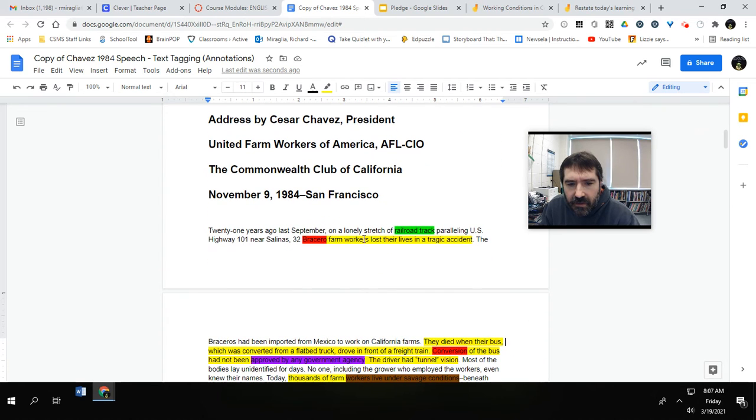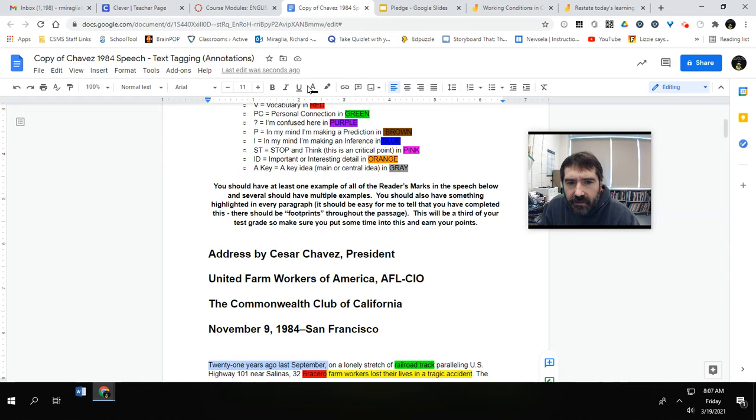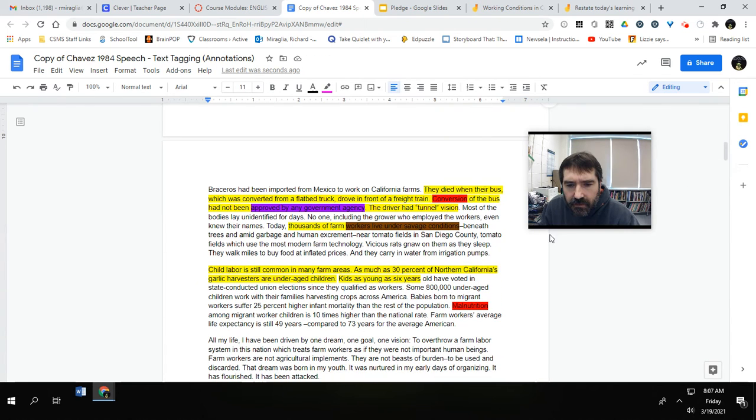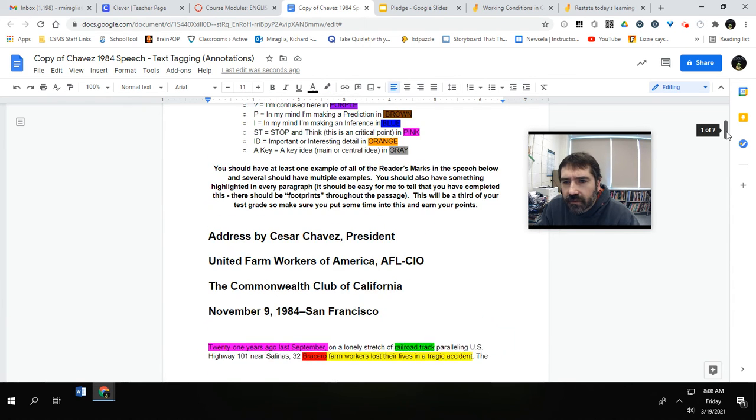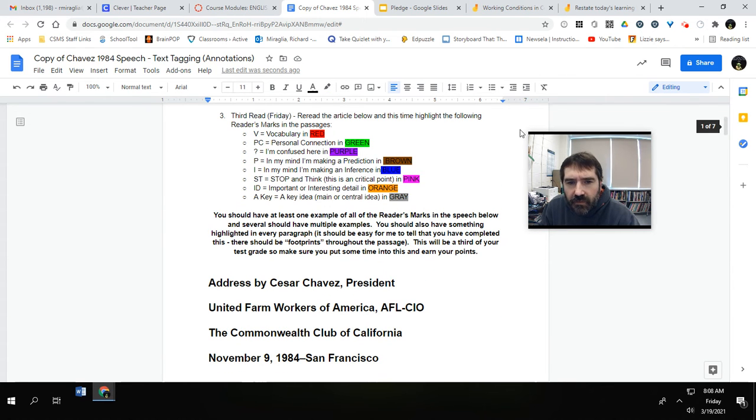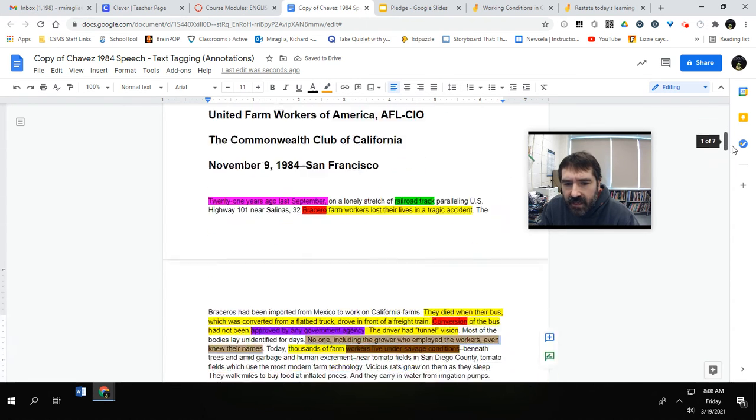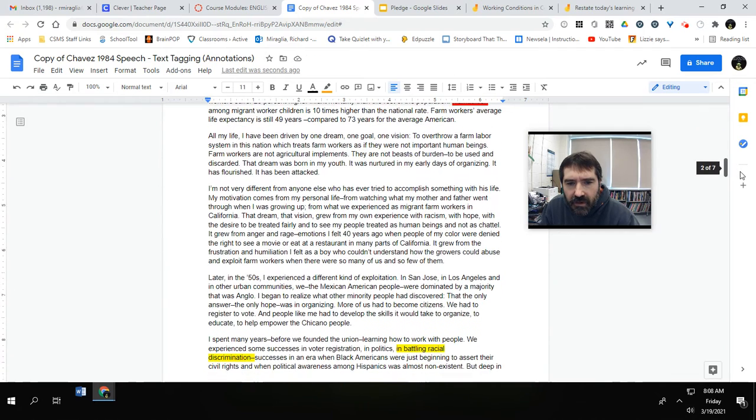Stop and think, though. I'm going to stop and think right away. Why did he start with that phrase? Stop and think. Important or interesting detail, that no one knew their names. That was orange. Okay, and you can see that I've gotten 6 of the 8 in that first one. I'm just going to move on to the second paragraph.